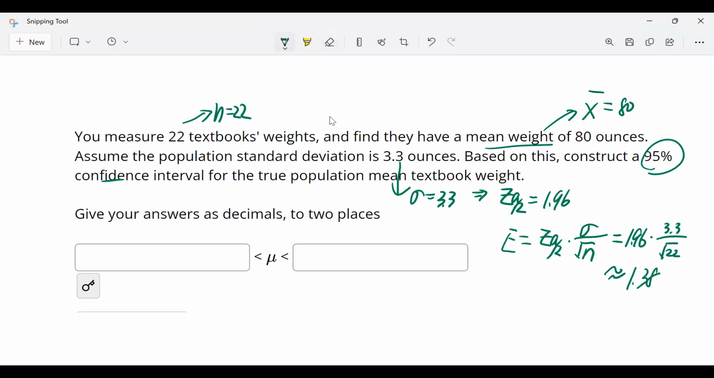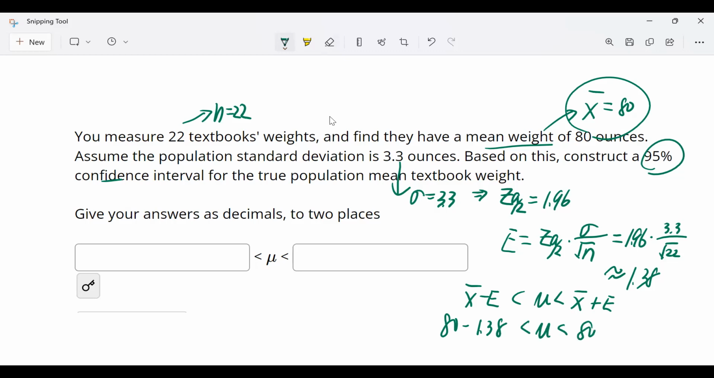So now the sample mean minus the margin of error is the lower limit. The sample mean plus the margin of error is the upper limit. We know the sample mean is 80 ounces. 80 minus 1.38 is the lower limit, and 80 plus 1.38 is the upper limit. 80 minus 1.38 is 78.62. 80 plus 1.38 is 81.38.